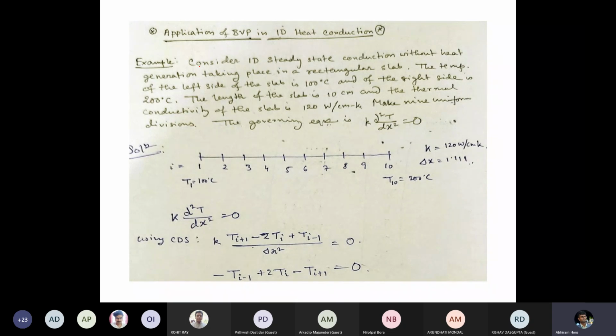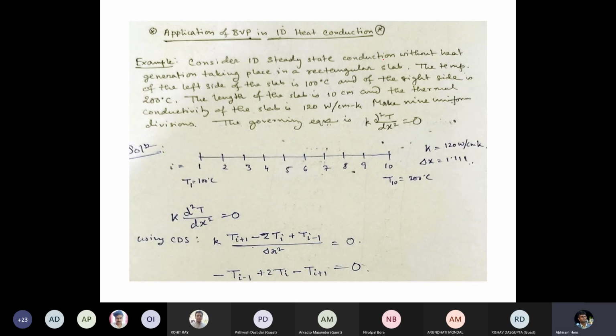To simplify the situation, the problem may come up like this: consider 1D steady state conduction without heat generation. That means there is no generation term. You are just putting one end at, let's say, 100-degree water and the other end at ice. Now there will be a temperature change, and steady state will be reached. We would like to know the steady state temperature distribution in the rod at each point. So how to find it out? That is the objective.